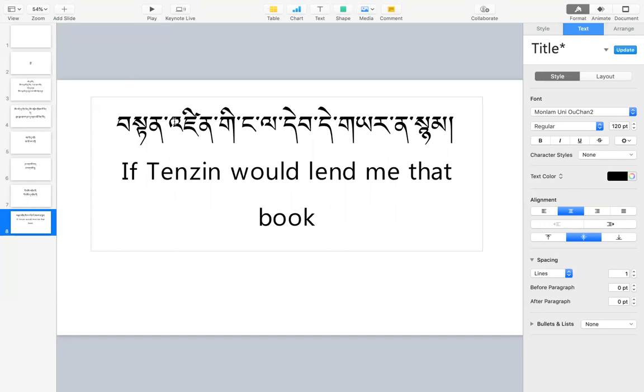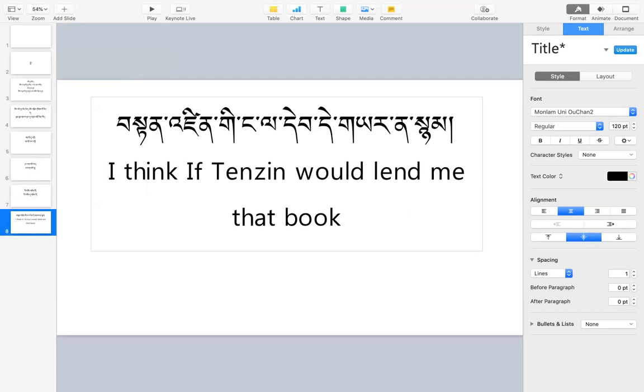So these days people are analyzing the grammar, which I think is very good. So nyam is, I think. Here we just add if with I think. I think if Tenzin would lend me that book. So nyam is more or less I think.